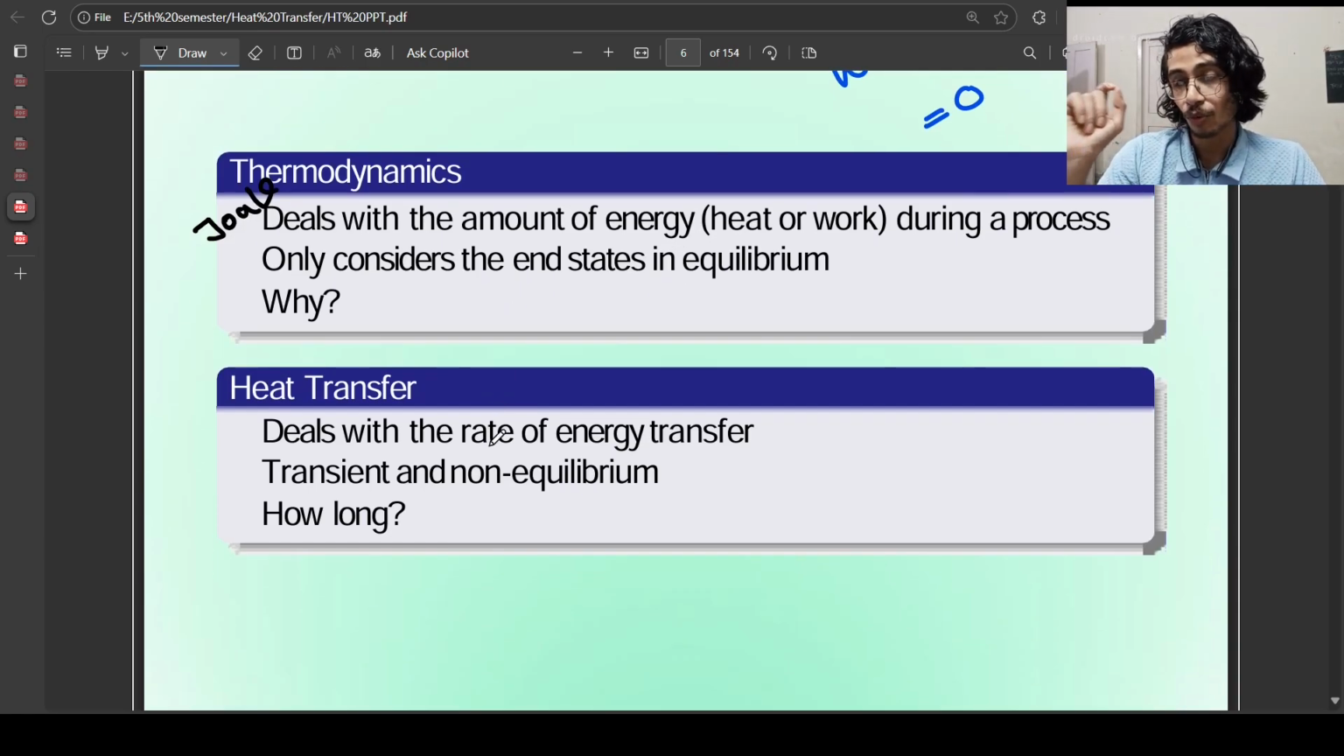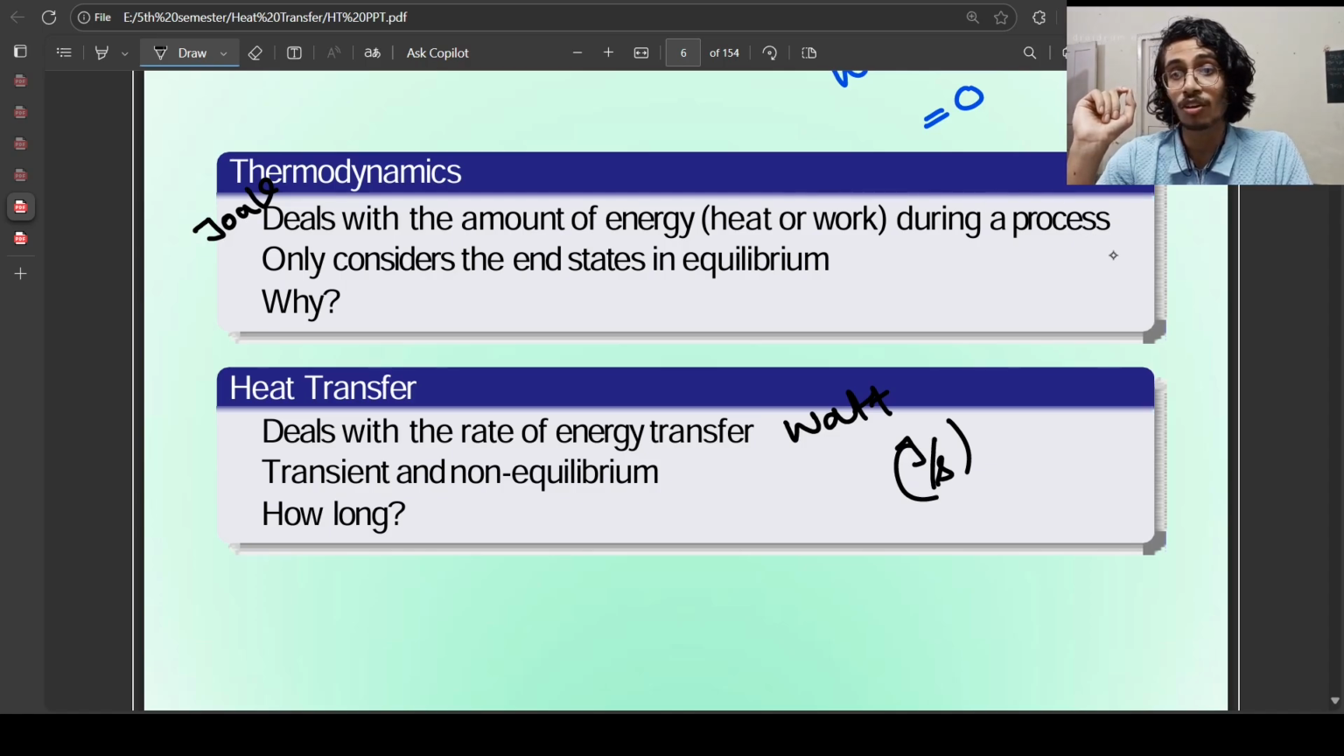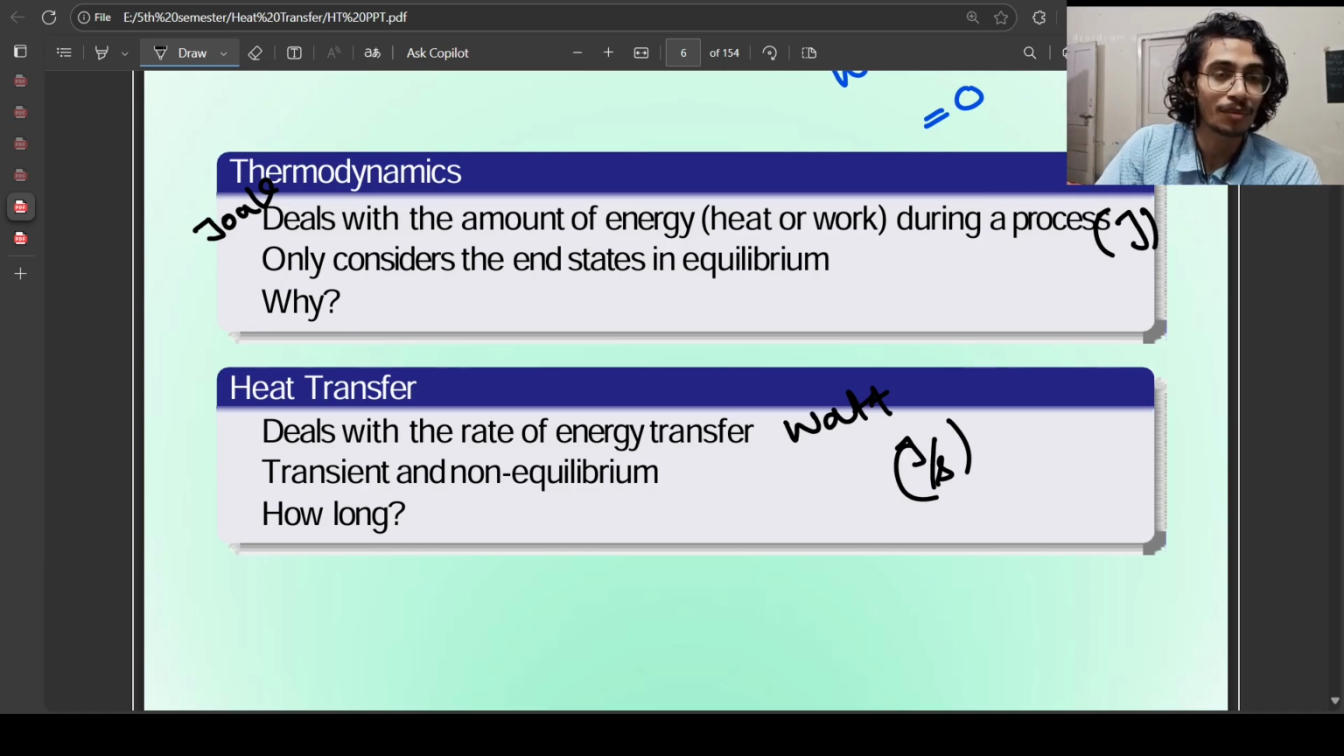Now here comes the twist. Heat transfer deals with the rate of energy transfer. That means it deals with joule per second. In thermodynamics, we are only concerned about joules, and in heat transfer, we are concerned about joule per second, the rate of the energy transfer. You were not calculating the rate of energy transfer from one state to the other in a thermodynamic process. You were only concerned about the work, in joules, and you figured out the values.